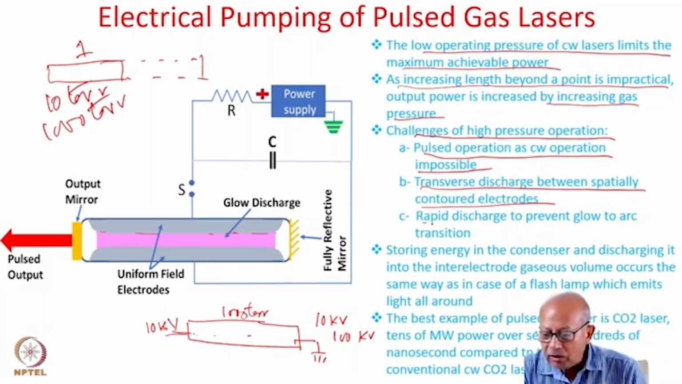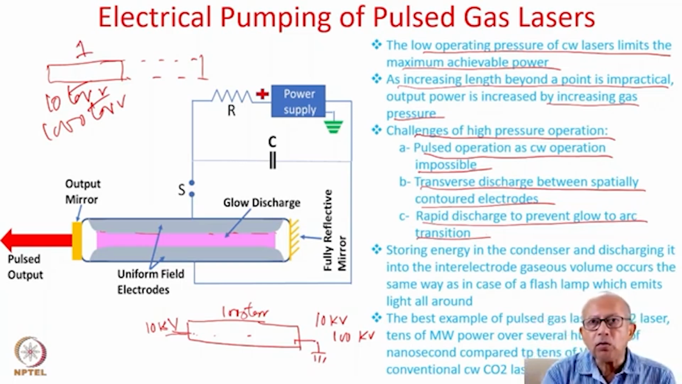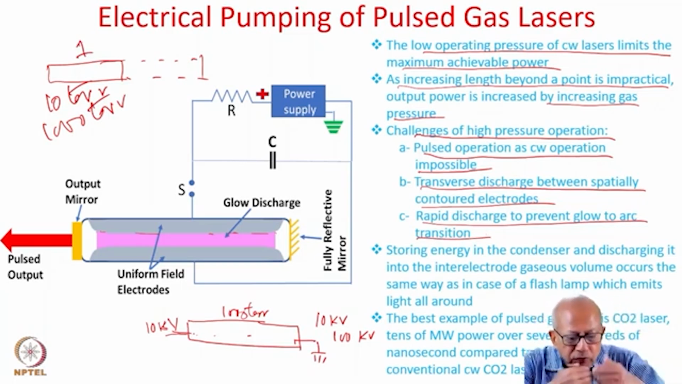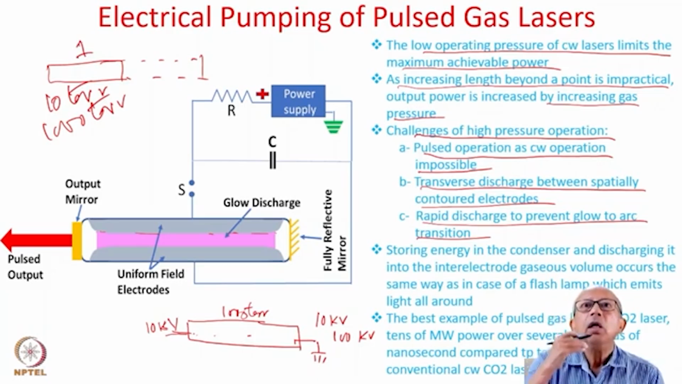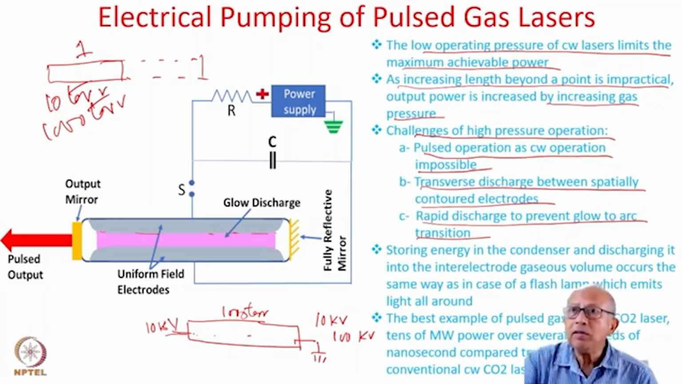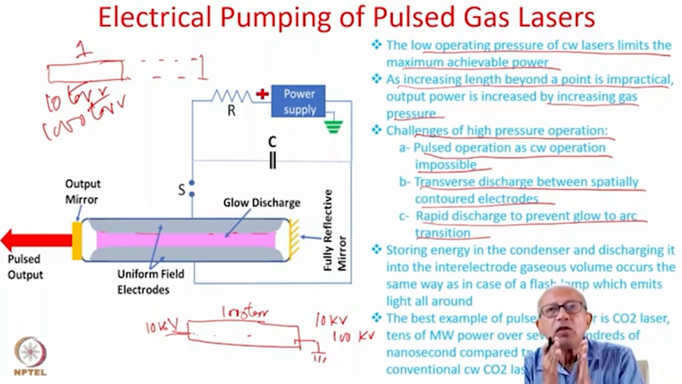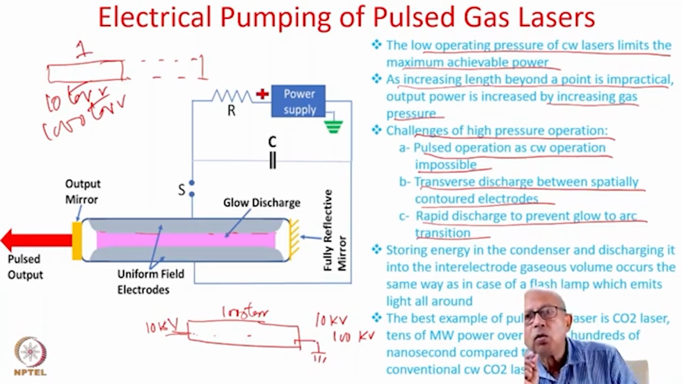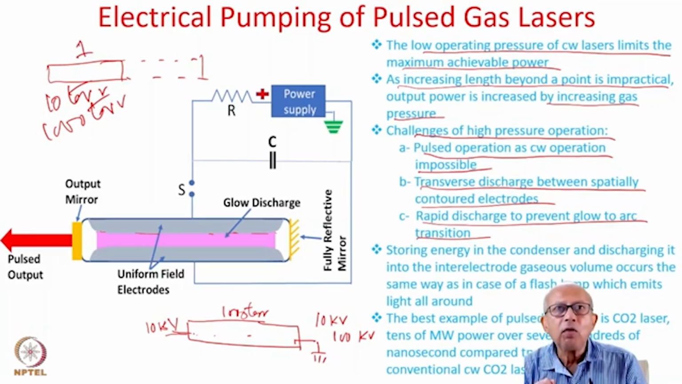And then rapid discharge to prevent glow to arc transition. Even if a discharge begins in glow mode, within glow mode means it fills the entire volume within a short time, which is inversely proportional to the pressure. Higher is the pressure, this glow to arc transition time is shorter. So depending on the pressure, you will have to ensure that the entire energy is pumped within the glow to arc transition time. Otherwise, the discharge will arc and your lasing will perform with very poor efficiency, if it at all lases.